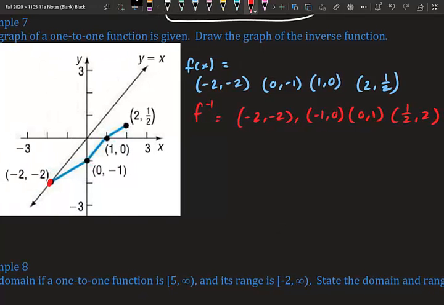So let's plot those points. We have (-2, -2), (-1, 0), (0, 1), and (1/2, 2). Doesn't it look like the reflection, the mirror of that? Doesn't it look like if over this line, if you folded it, they go perfectly on top of each other? That's what I was saying before, that inverse functions that are graphed, if you fold it over y equals x, they will always go on top of each other. Because inverse means direct opposite, which means mirror image.